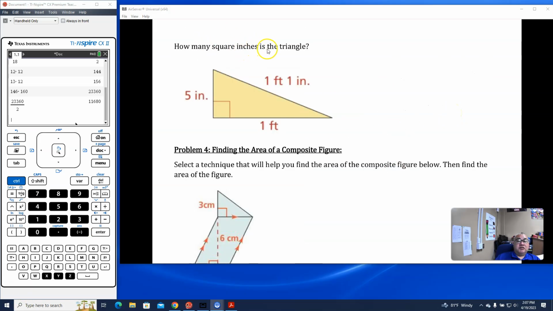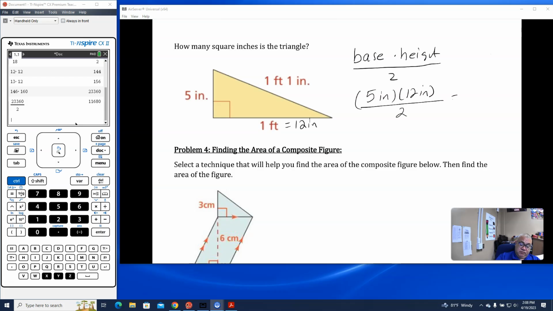This is how many square inches is a triangle. So once again, you have base times height divided by 2. 1 foot is 12 inches, so you have to convert. So you have 5 inches times 12 inches divided by 2. So we know that 5 times 12 is 60. So it's 30 square inches.